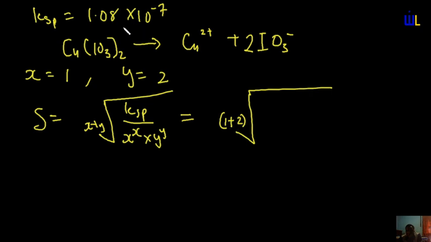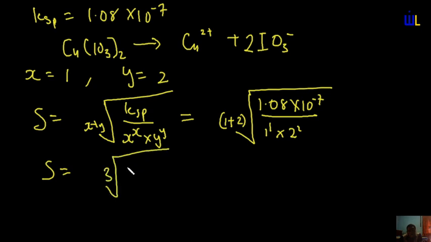The solubility product is 1.08 times 10 raised to the power minus 7. We're going to divide that by x raised to the power x. x is 1, so 1 raised to the power 1, times y is 2, 2 raised to the power 2. If you do this, solubility is going to be equal to the cube root of 1.08 times 10 raised to the power minus 7 divided by 1 raised to the power 1, which is 1, times 2 raised to the power 2, which is 4.